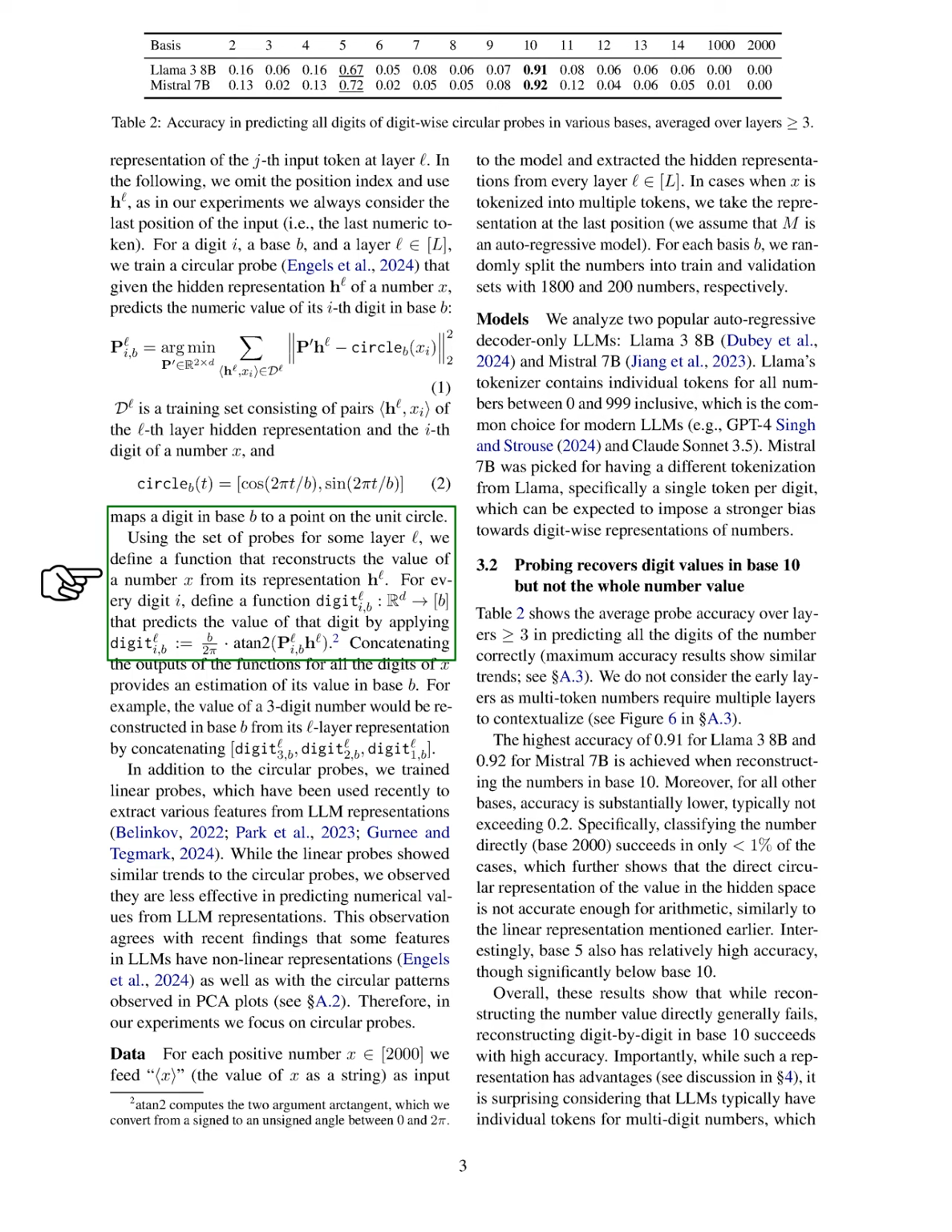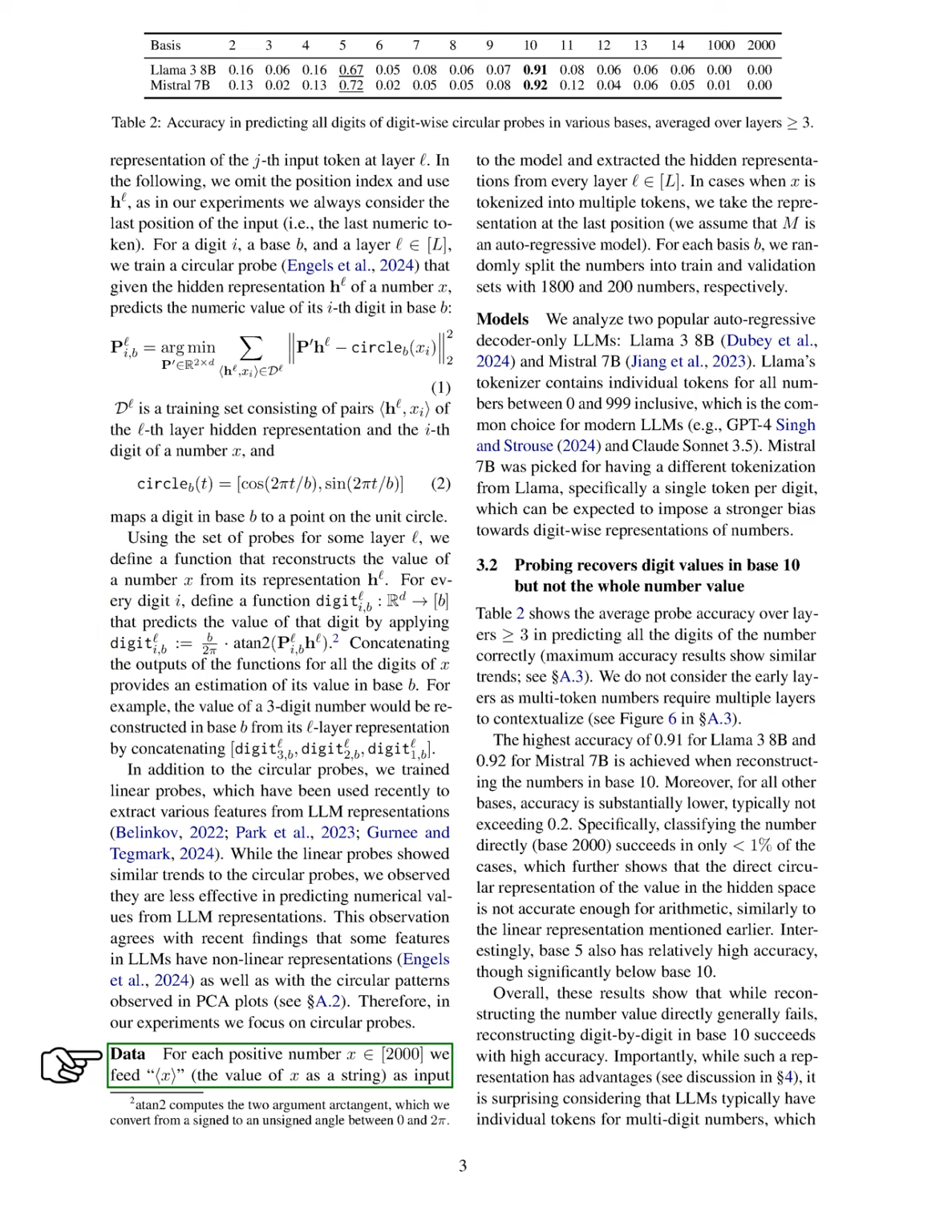We also trained linear probes, which have been used to extract features from LLM representations. However, we found that linear probes were less effective in predicting numerical values compared to circular probes, which aligns with recent findings that some features in LLMs have nonlinear representations. Therefore, we focus on circular probes in our experiments.